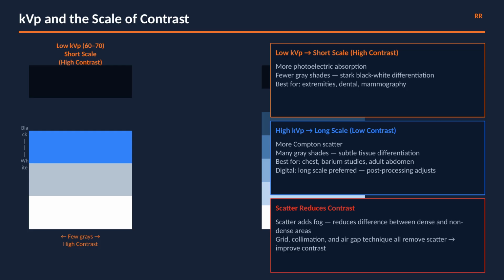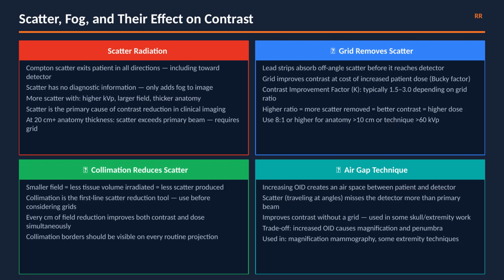Why does kVp control this? At low kVp, the photoelectric effect dominates. Tissues of different atomic number absorb the beam very differently, creating large differences in transmission. High contrast. At high kVp, Compton scattering dominates. Tissues of different density produce similar amounts of scatter, creating long scale contrast and the need for tools for scatter management.